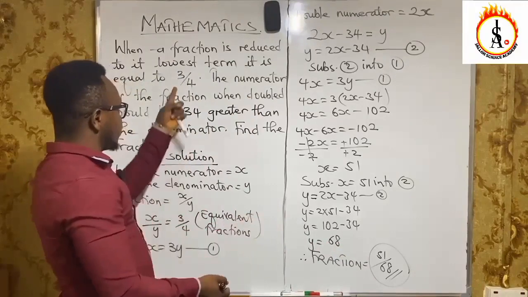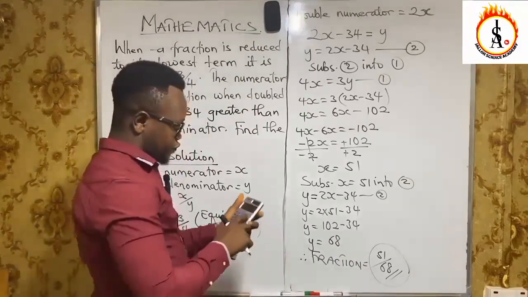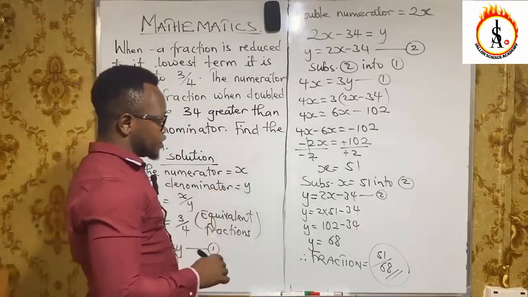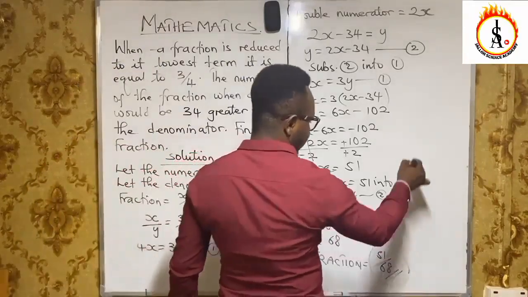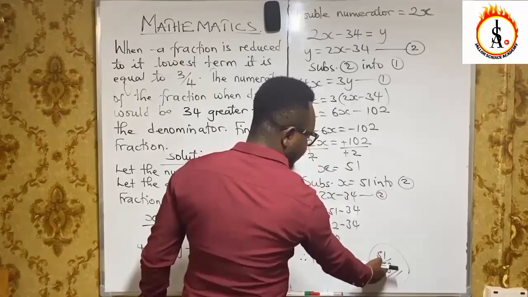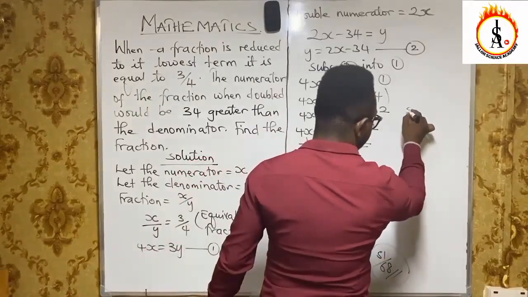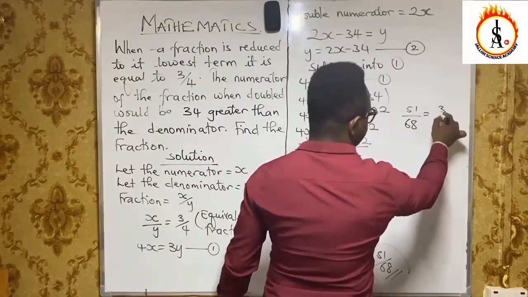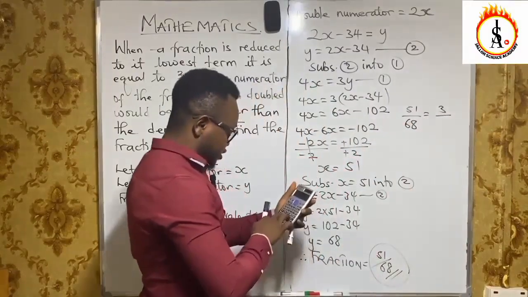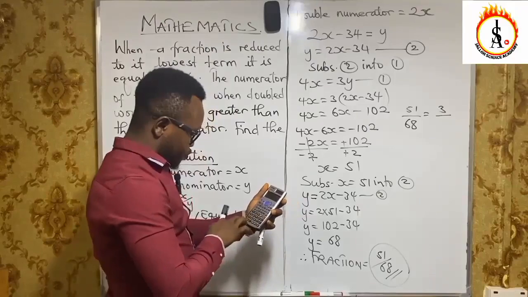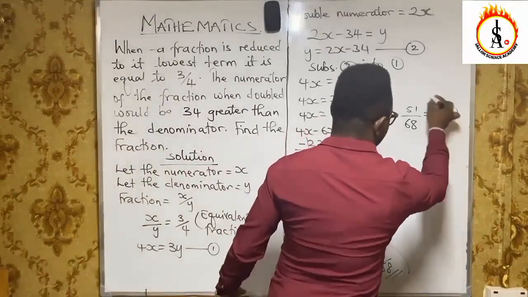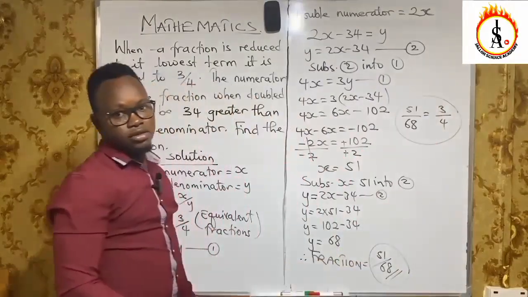So if we say 51 divided by 3, that gives us 17. So if we divide 51 by 17, 51 upon 68 now, if we divide this by 17, we get 3. Now let's see if we divide 68 by 17, if we get 4. 68 divided by 17, our answer is 4. Therefore, the fraction is correct.